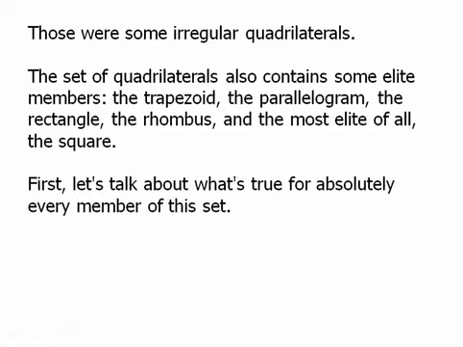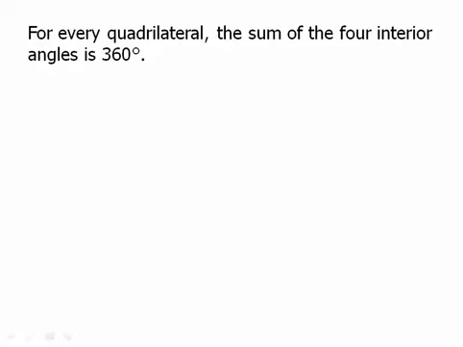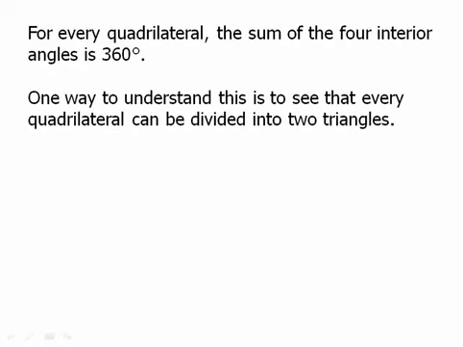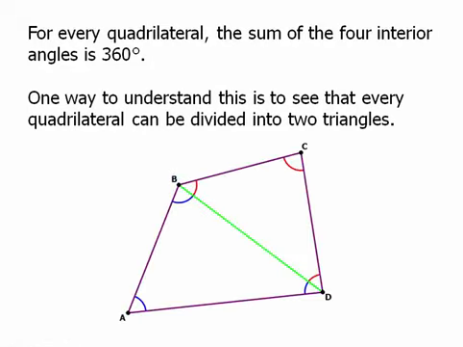First of all, let's talk about what's true for all quadrilaterals, absolutely every member of the set. For every quadrilateral, the sum of the 4 interior angles is 360 degrees. That you need to know. One way to understand this is to see that every quadrilateral can be divided into 2 triangles.